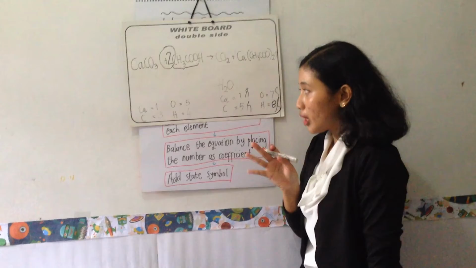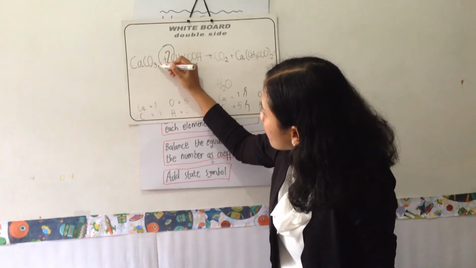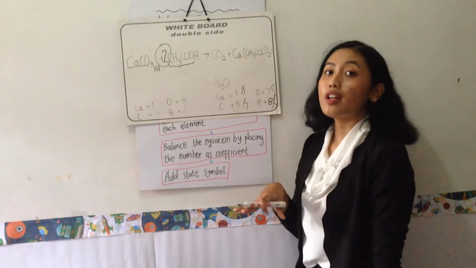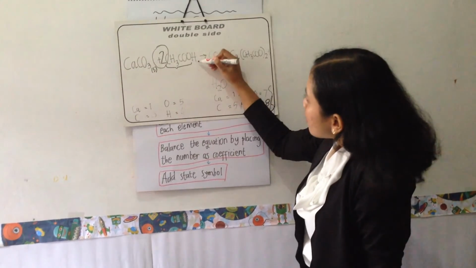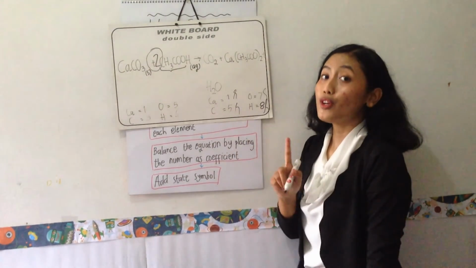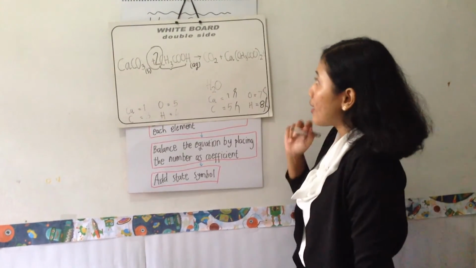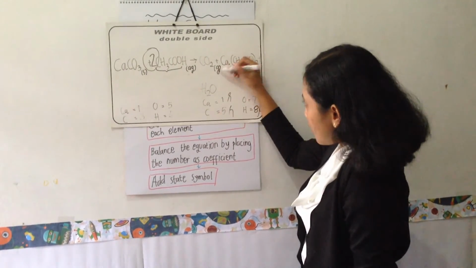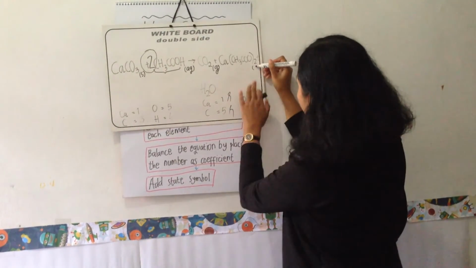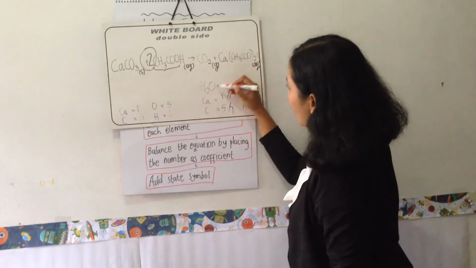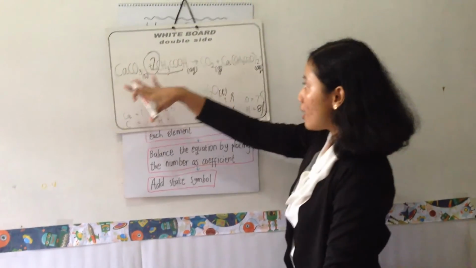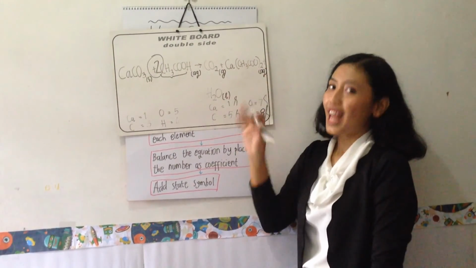Eggshell contains calcium carbonate, so we use solid for calcium carbonate. And then vinegar is a kind of solution, so we add aqueous here. And then it produces CO2 gas, carbon dioxide gas, so we write gas, G. And then this one, a kind of salt, so we add aqueous. And then the last H2O in the liquid form. So we get here the balanced chemical equation.